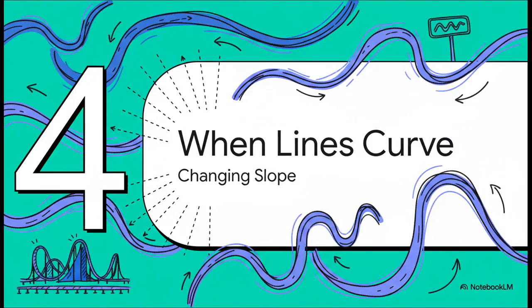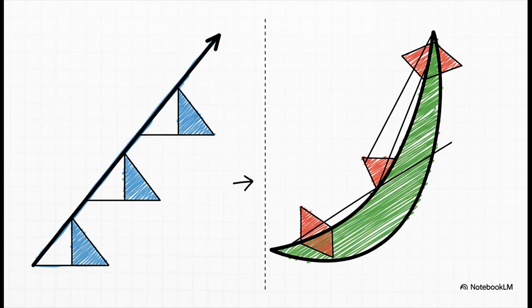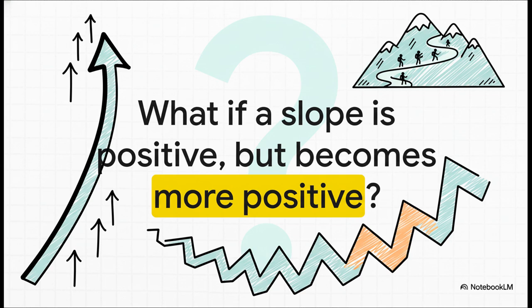But, of course, the real world isn't always made of straight lines, is it? Profits don't just grow at the same rate forever. So what happens when things start to get curvy? Well, this is where slope analysis gets really fascinating. See, unlike a straight line, which has one single constant slope, a curve has a totally different slope at every single point along its path. So our job changes. It's not about finding the slope anymore, it's about describing the story of how that slope is changing.